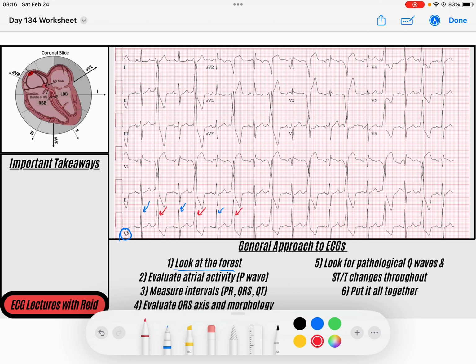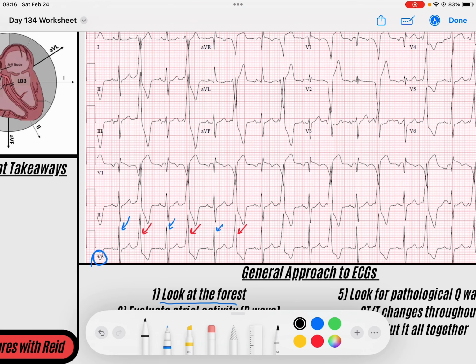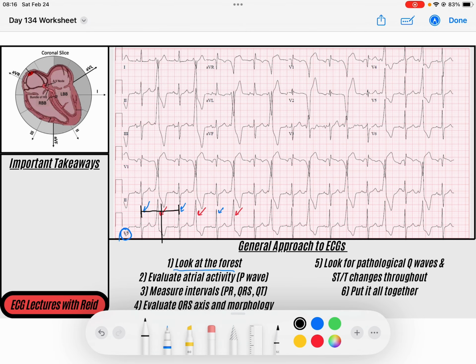And those wide complexes seem to come early, and I say that because if I drew a line in between these two QRSs, I would expect that my next beat would be coming kind of on the midpoint of that line. But notice that it comes early, right? So we have early beats, every other beat, okay?